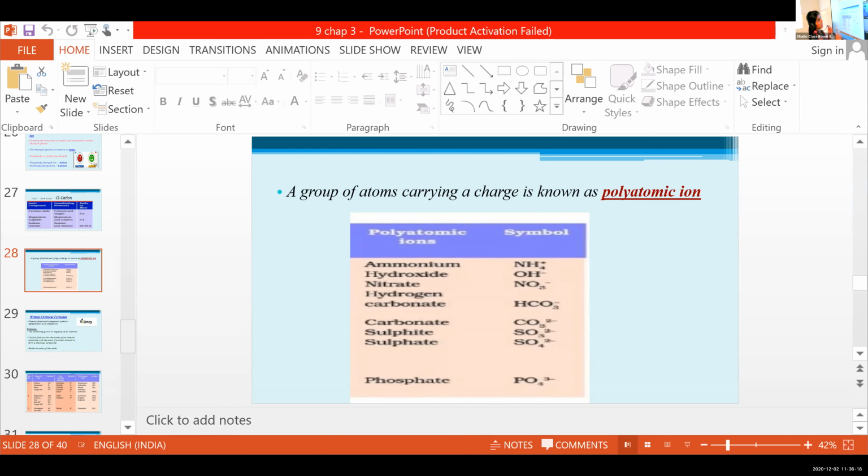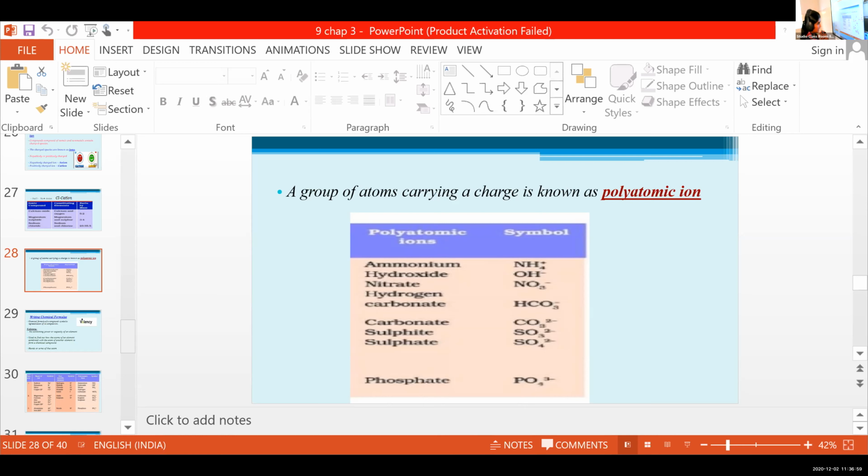Then nitrate, that is NO3 minus. Then next one, carbonate, HCO3 minus. Then that is bicarbonate. Okay, HCO3 minus, bicarbonate. That's a mistake in your textbook. HCO3 minus, that is bicarbonate, and CO3 2 minus is carbonate.